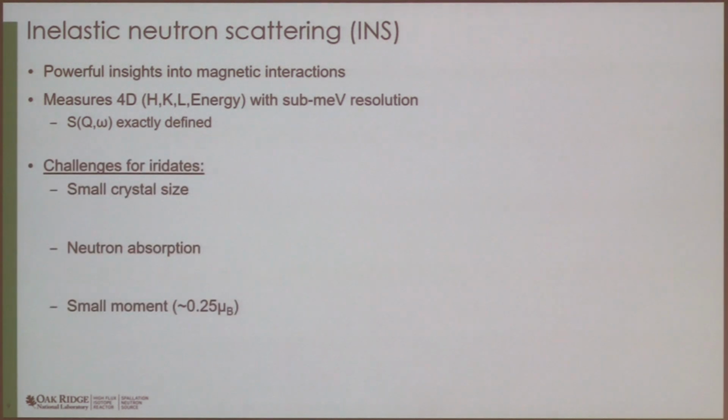But there's challenges for iridates that have stopped this happening. So they're typically small crystal sizes. For neutron scattering, especially inelastic neutron scattering, you need large mass of the order of grams. Iridium is moderately neutron absorbing. It's not terrible, but if you go through more than a few millimeters of sample, you'll absorb most of the neutrons. And the big problem is you have this small moment. So you have a small signal fighting against a small crystal and absorption.